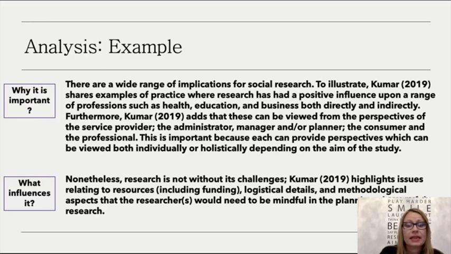So as you can see, the sentences are starting to expand a lot more. And if you're writing this in an assignment, you'd start to introduce and synthesize alternative viewpoints to this as well. Okay, so we're just using Kumar here, but you can add additional ones in as well.